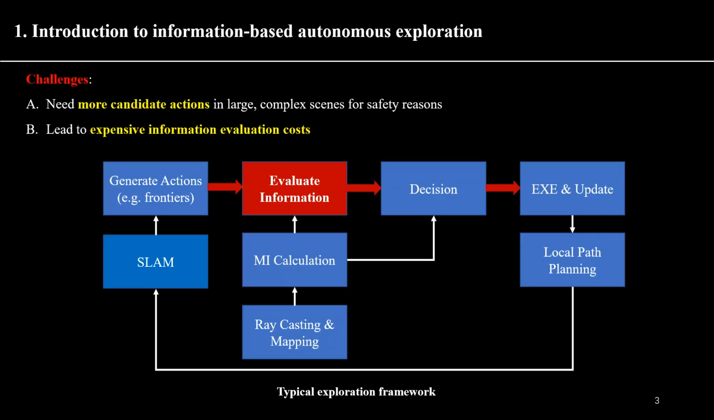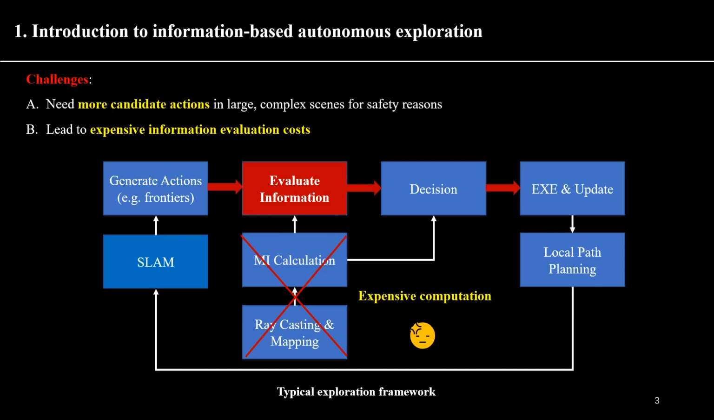This figure shows a typical information-based robot exploration framework, where we can see that, after generating feasible robot actions such as frontiers from the current map, the robot needs to evaluate the information gain of each action to choose the best action to execute. Actually, this evaluation step is quite computationally expensive, since it involves too much forward simulation containing raycasting, mapping, and information gain calculation operations. If the robot stands in a large and complex environment, it may need more candidate actions to keep exploration performance and safety, thereby leading to expensive information evaluation costs.